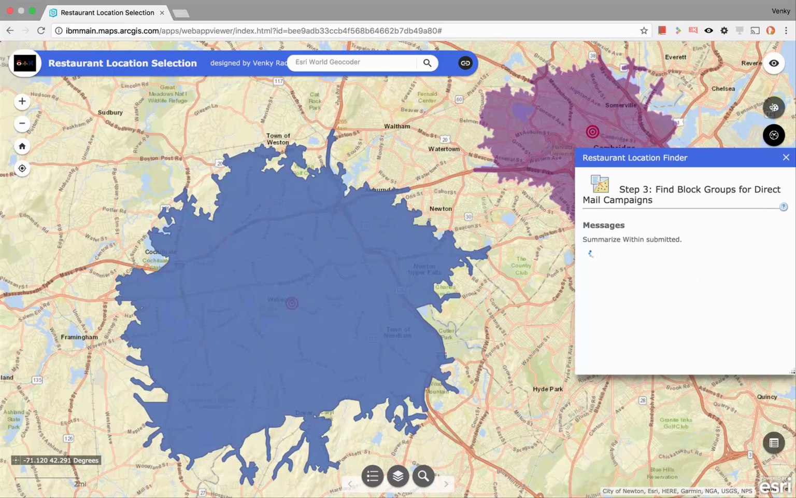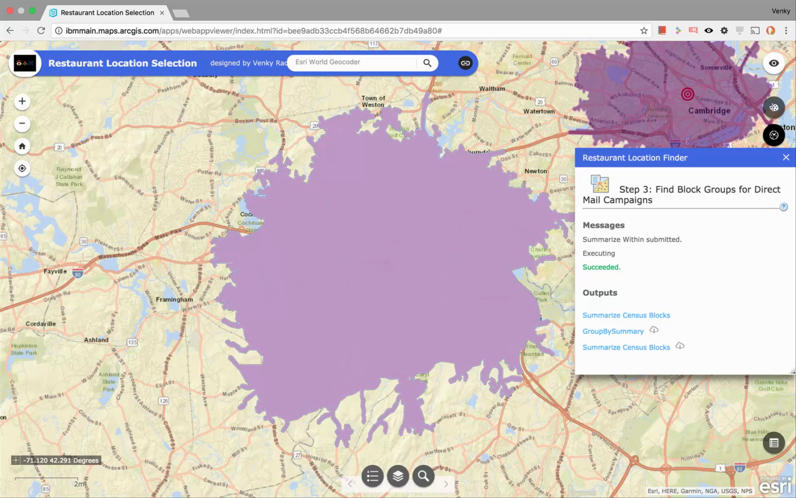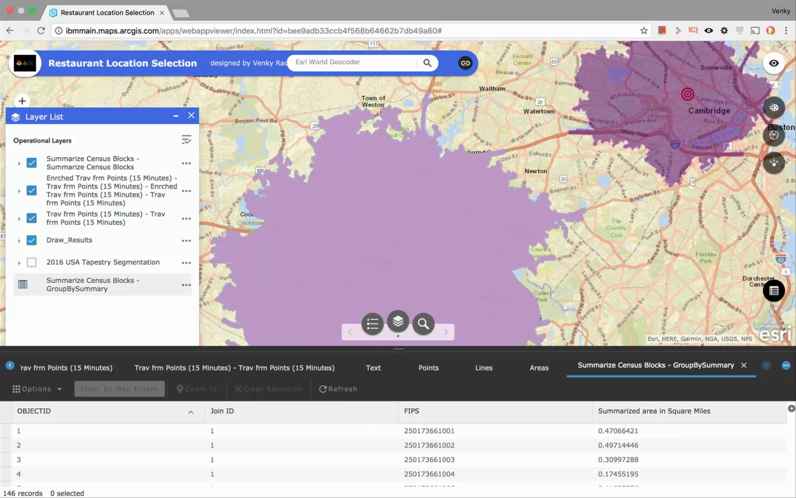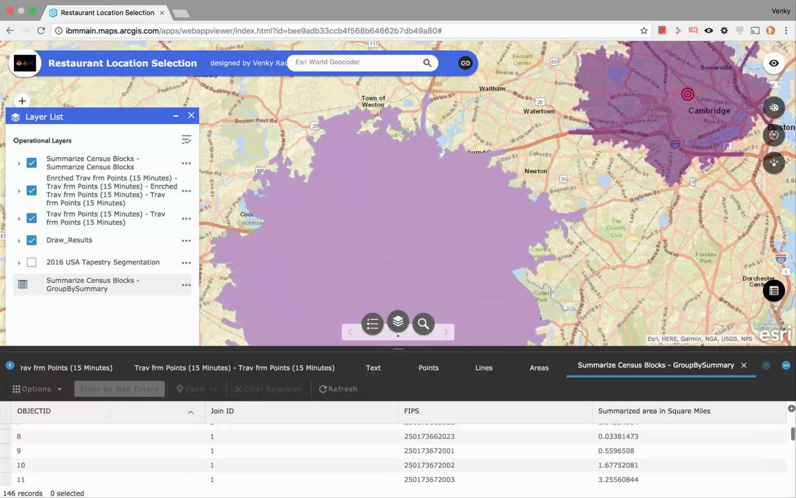While this analysis is running, a quick note about FIPS. FIPS is the ID field of the block group layer. A census block group is a geographical unit used by the US Census Bureau. It is the smallest geographical unit for which the Bureau publishes sample data. Typically, block groups have a population of 600 to 3,000 people. By identifying block groups relevant to our location, we can run hyper-localized marketing campaigns to drive traffic to our location. Our analysis is now complete. When we view the attribute table, we can see a summary of all the census block groups where we should run our marketing campaign.